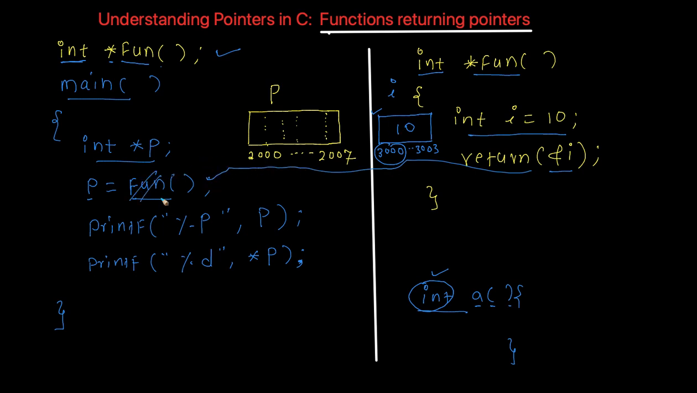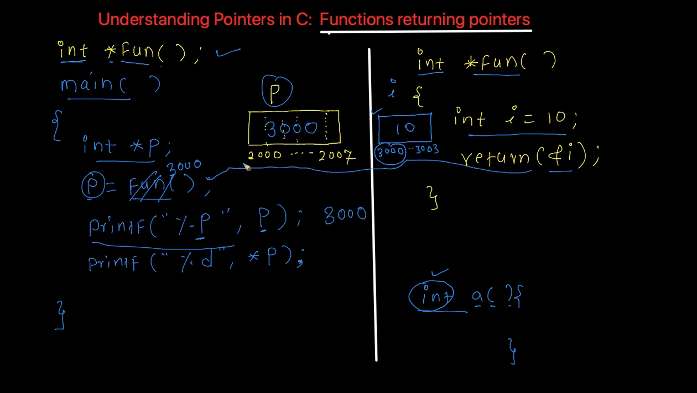This will be replaced by 3000 and that 3000 will be assigned to p. That means this is what will happen in memory. We have a pointer here. p is a pointer capable of storing an integer type variable's memory address. We got 3000 from this function, and we assign it to p. Now when we print p, this p is nothing but this p pointer, and this %p is the format specifier for pointers. So this will print 3000, because the value of p is 3000, which is the memory address.